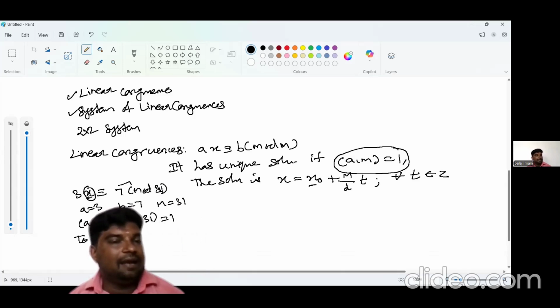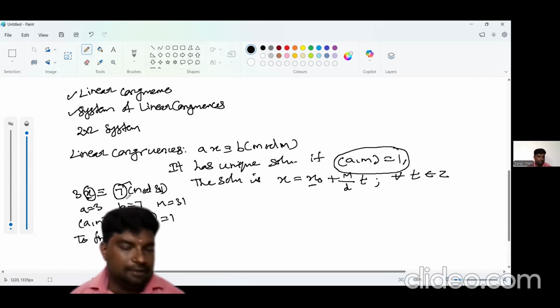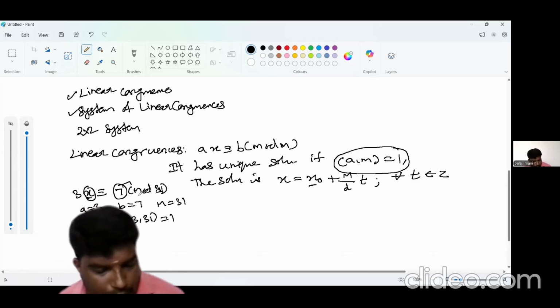Okay, next we can take 11. 3 elevens are 33, and 33 divided by 31 gives remainder 2. But I want the remainder to be 7, so we don't need to take 11. Next choice 12. 3 twelves are 36, and 36 divided by 31 gives remainder 5. So the trial is going on.